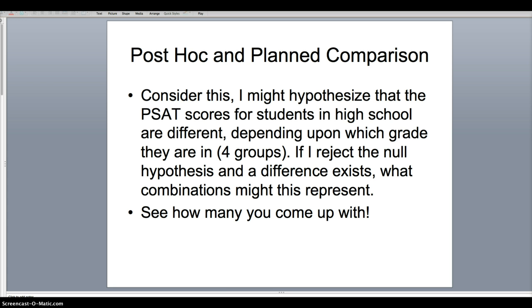But what I really want to know is, are the freshmen higher than the sophomores, or are they less than the sophomores? Are the sophomores higher than juniors, or less than the juniors? Are the sophomores higher than seniors? I mean, there's lots and lots of different combinations. There's probably about 27 different combinations you can come up with. We need a little bit of help with that.